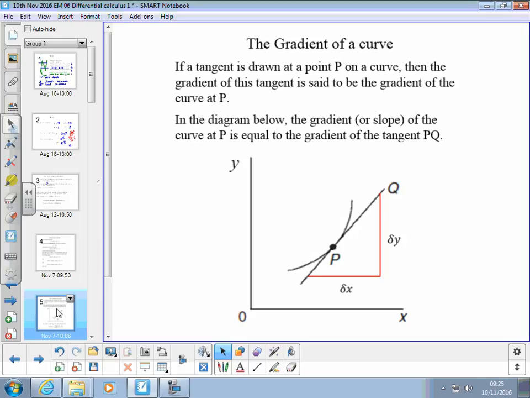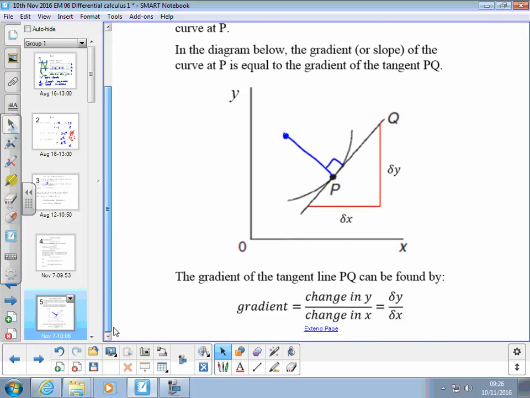So, a little bit about the gradient or slope. We've already talked about slope a little bit, okay? If a tangent is drawn at point P on a curve, the gradient of this tangent is said to be the gradient of the curve at that point. So a tangent is at right angles to the radius of that curve at the point of interest. That's what a tangent is. In the diagram there, the gradient or slope of the curve is equal to the gradient of the tangent at P, the tangent from P to Q.